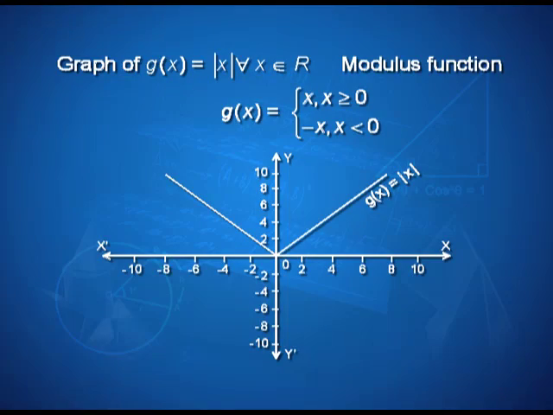Now let us look into another graph, of the function g of x is equal to modulus of x for every x belonging to R. Look here, the graph is explained as g of x is equal to x when x is greater than or equal to 0, and it is equal to minus x when x is less than 0. You can see how the graph looks like. G of x is equal to mod x.